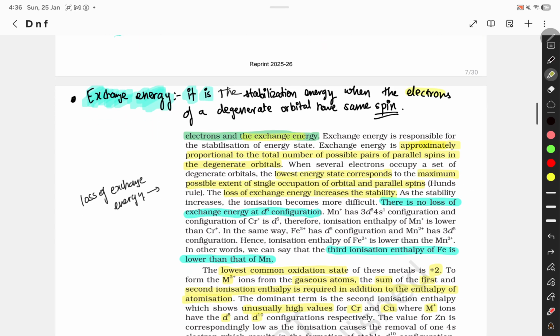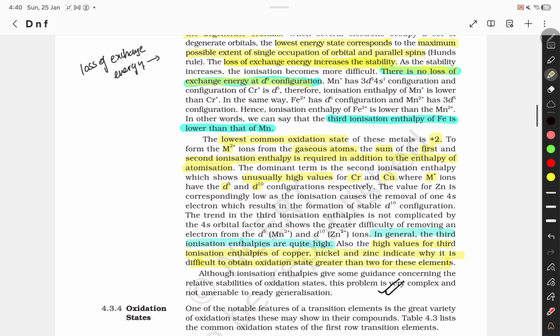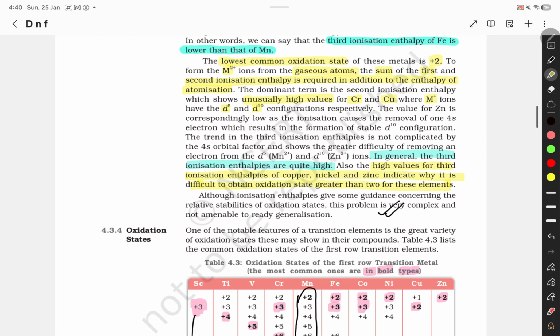Okay, so basically, they're saying at D6 the loss of exchange energy is not there, and they also say loss of exchange energy increases the stability. But then basically we know all these common sense stuff, right? High values for third ionization enthalpies of copper, nickel, and zinc indicate why it's difficult to obtain oxidation state greater than 2 for these elements.